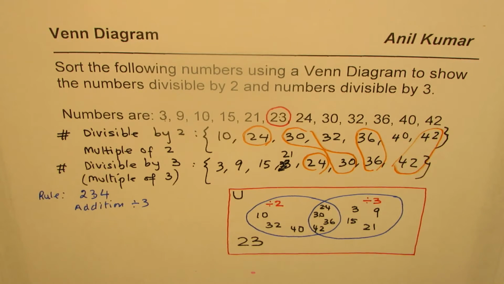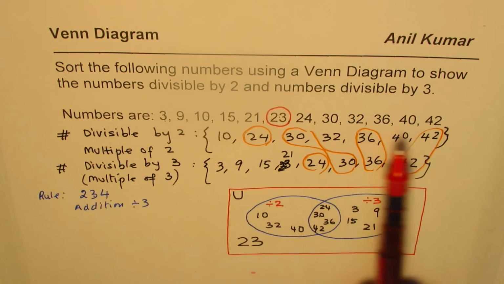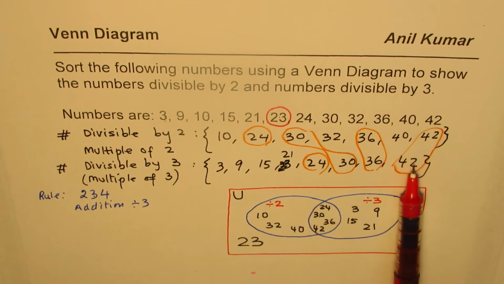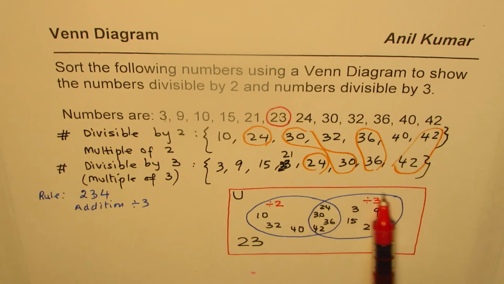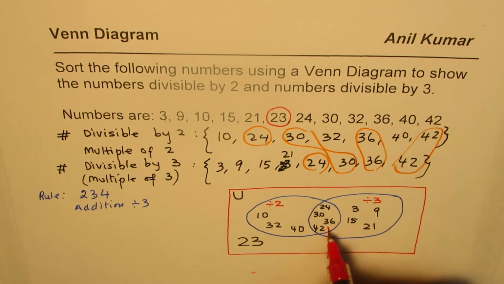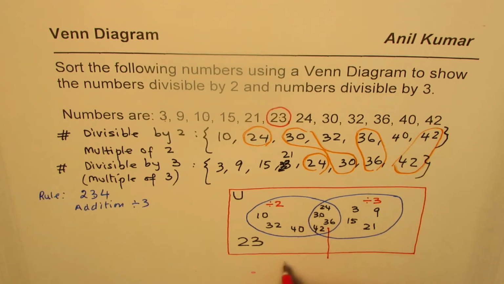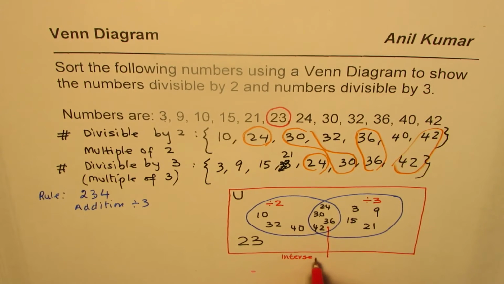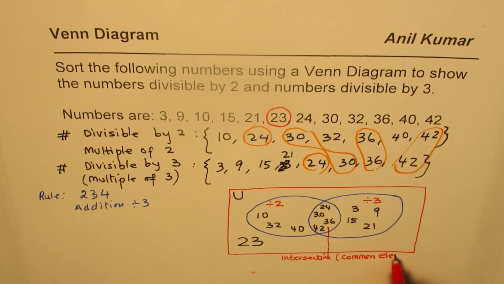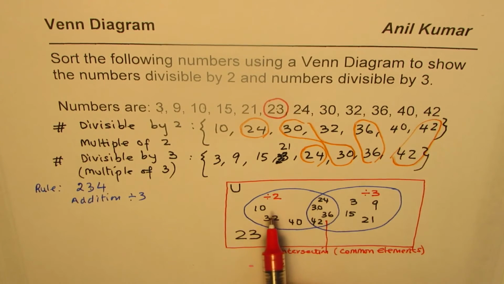I'm Anil Kumar. Let me summarize what we have learned. If you are given a set of numbers which is to be divided into different groups, those groups could be represented as circles or loops in a rectangle to make a Venn diagram. Now the center portion where the loops intersect or they're common, we call this the intersection. This intersection represents common elements. And everything which is not in these two groups comes outside, like we had the number 23.